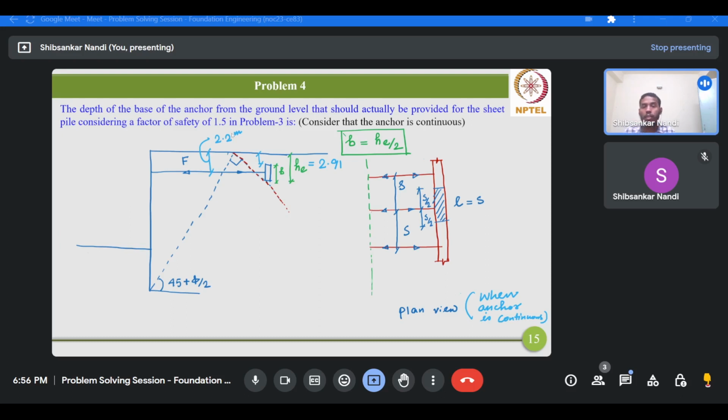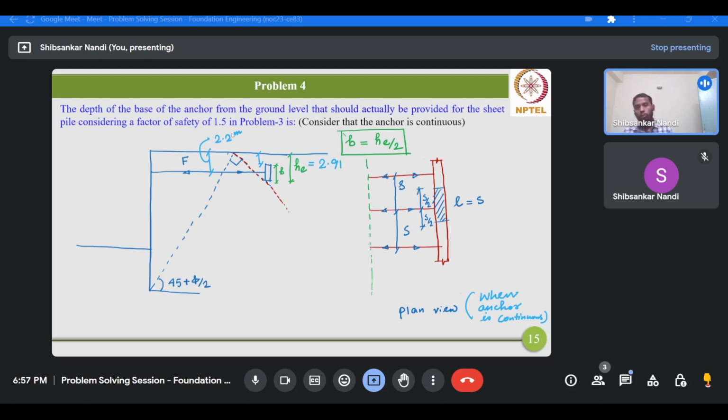Now if this is the location, then the calculation which we have already done for problem 3 will be impacted, since the anchor should be placed at a depth of 2.2 meter instead of 1 meter, which was given in the previous problem. So we have to repeat those calculations with this new value of the location of anchor, and check whether the provided d value is safe or not, based on this revised calculation.